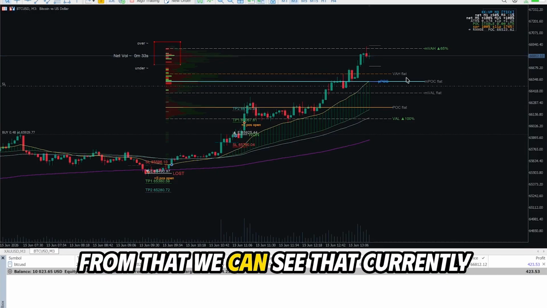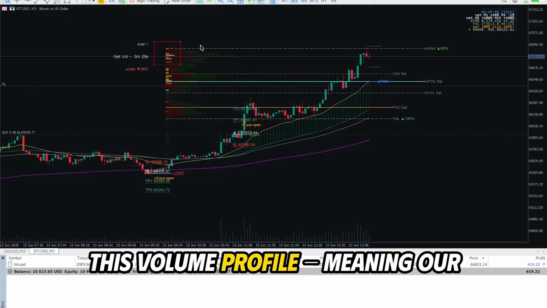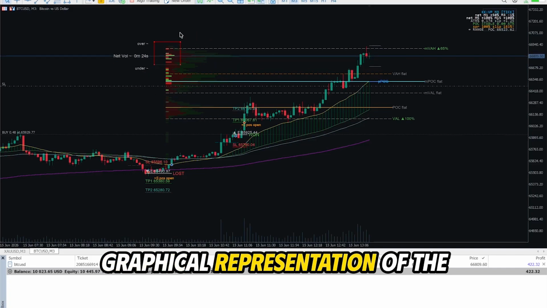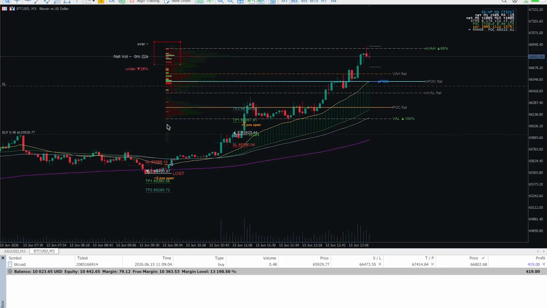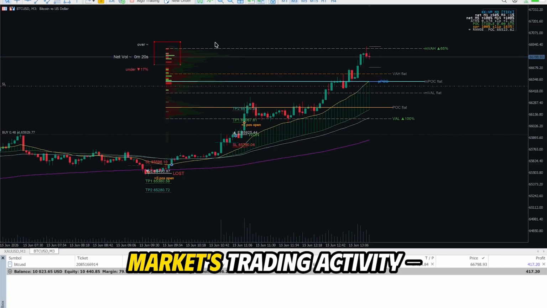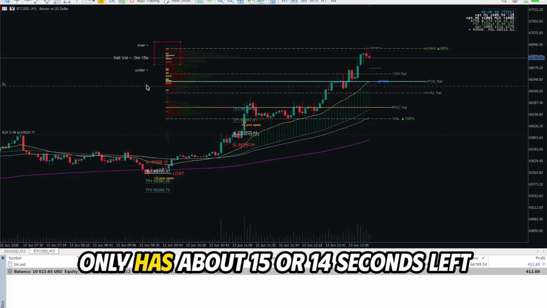From that, we can see that currently this volume profile, meaning our graphical representation of the market's trading activity, only has about 15 or 14 seconds left.